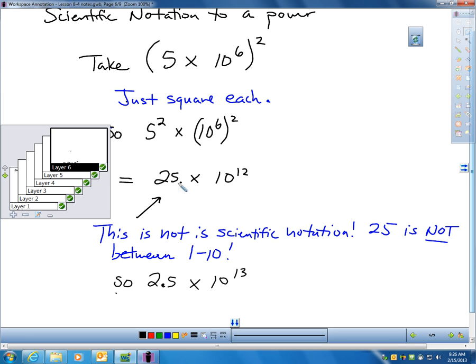So if I move my decimal from here to here, it took 12 places to move the decimal point from here. If I move it here, I just added one more place. Can you see how I got to move the decimal 13 places to the right?